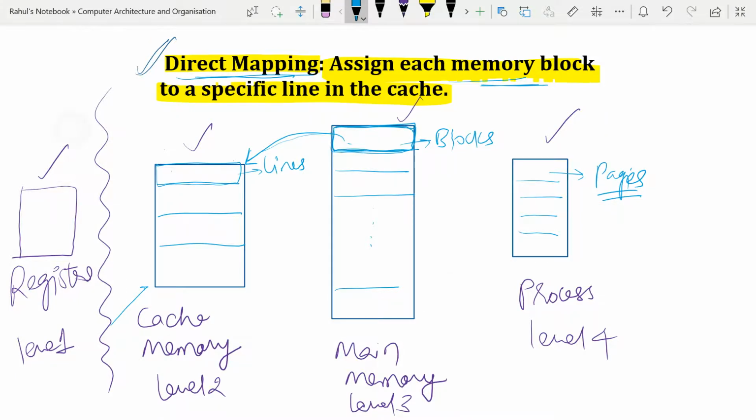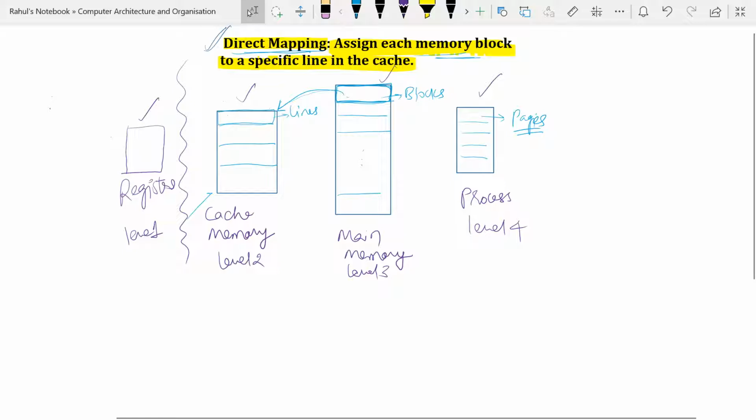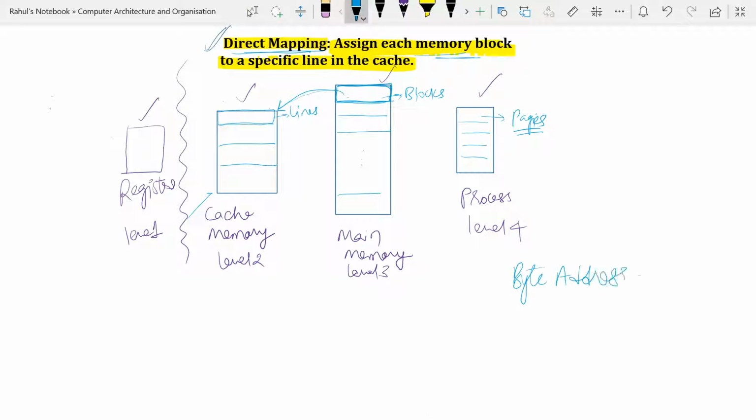Now let us understand it like that. Some few bits are there. Some terminologies are there. Byte addressable. What is byte addressable? Byte addressable means whatever data unit we talk about here will be in terms of byte addressable. Okay.